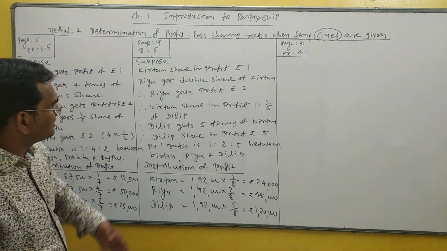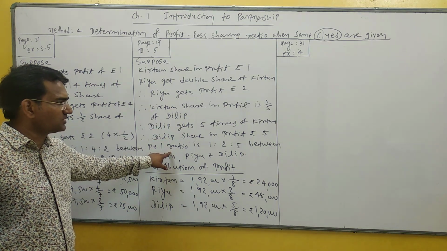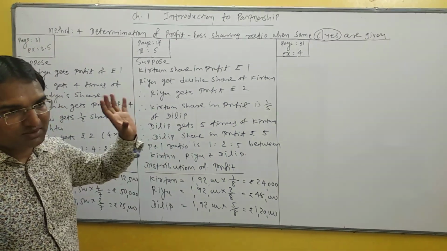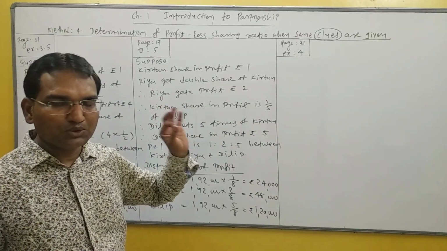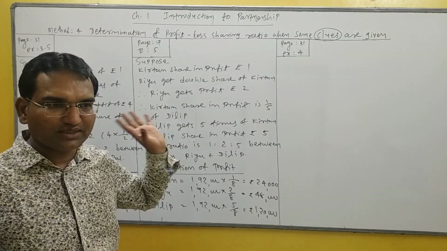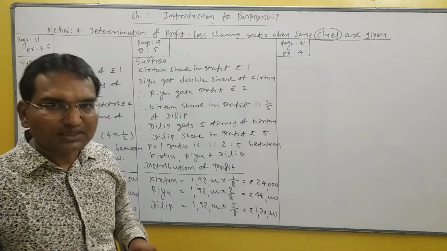Understand? So this is the calculation of profit sharing. So be careful here. Clues are the most important thing. From the clues we can calculate the profit sharing ratio. Let us take another example.